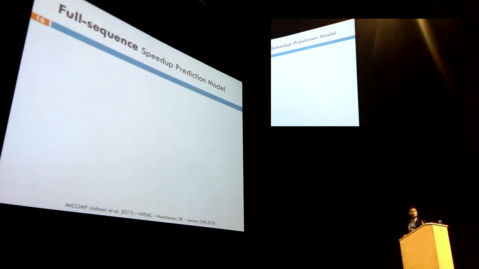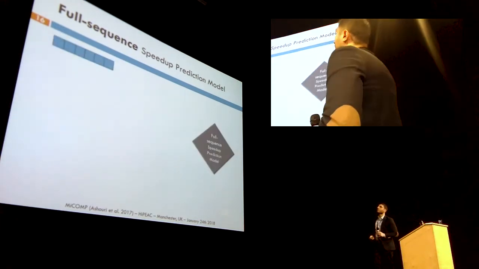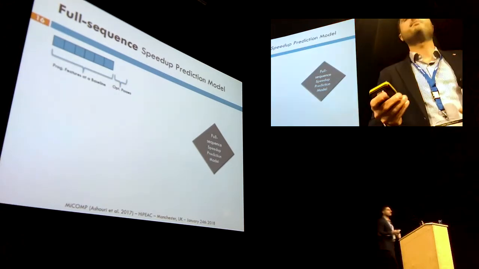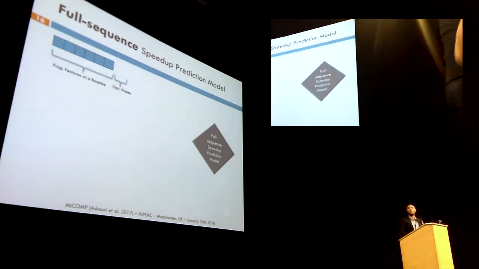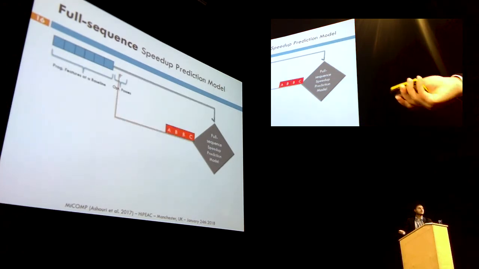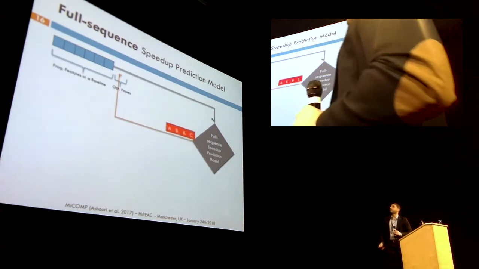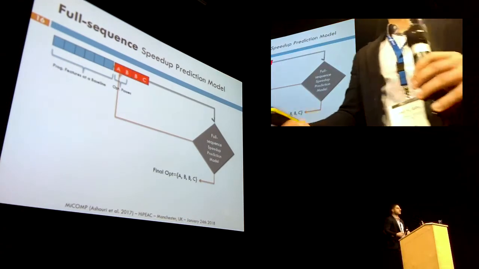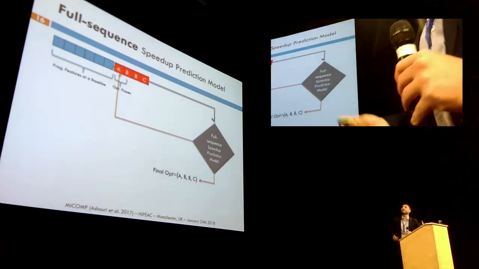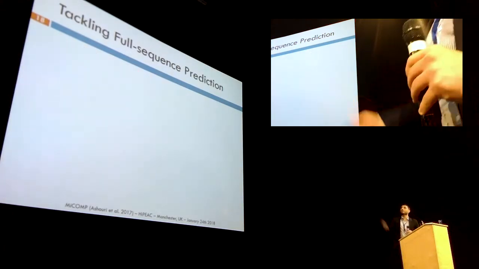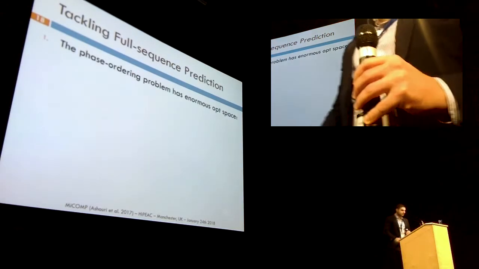So if we go for full sequence, the same program comes, but instead the program features are only at the baseline of the compilation. We don't need to have it per state. It's going to query the model, and in one shot, it's going to let you know that, for instance, for this program, you can use the optimizations A, B, B, and C. So certainly there is an advantage in having a full sequence speed up predictor. However, there are challenges. So how did we tackle those challenges?